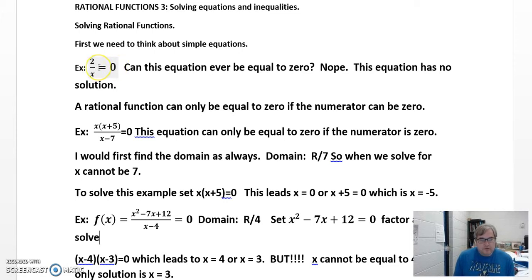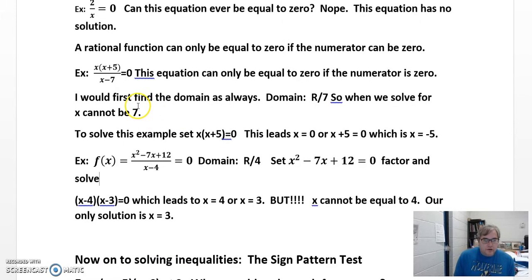No. The only way a fraction could be equal to 0 is if the numerator can be equal to 0. The denominator, I cannot put a single number in there and make this entire thing equal to 0. So the only way that a rational function, something written as a fraction, can be equal to 0 is if the numerator is equal to 0.